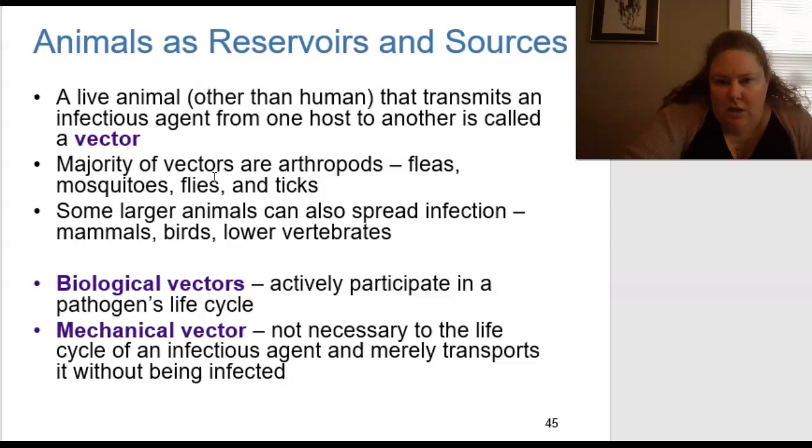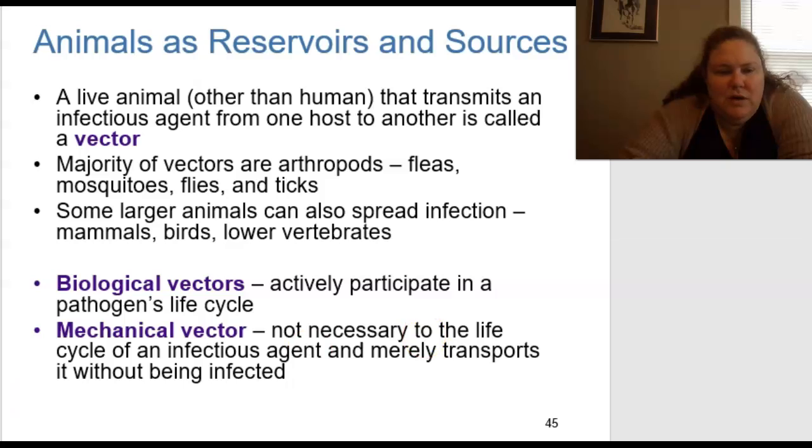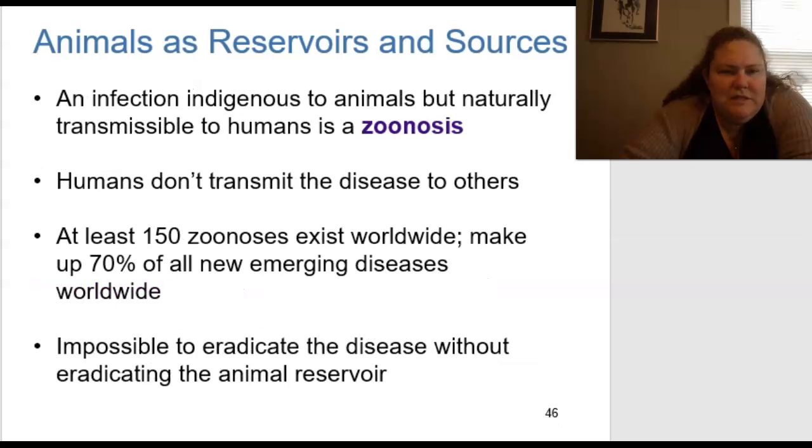A live animal, other than a human, that transmits an infectious agent from one host to another is called a vector. The majority of vectors are arthropods, such as fleas, mosquitoes, flies, and ticks. But some larger animals can also spread infections, and these would be mammals, birds, and lower vertebrate animals. Biologic vectors actively participate in a pathogen's life cycle. And then we also have mechanical vectors, which are not necessary to the life cycle of an infectious agent, and are merely transported without becoming infected. Okay, so we have a couple of different ways of transporting things.